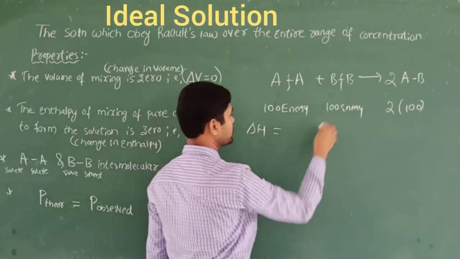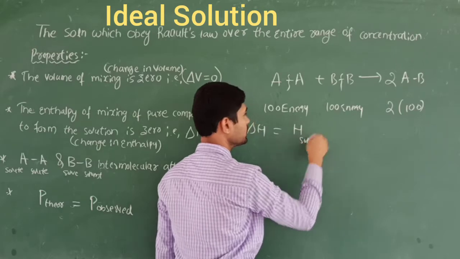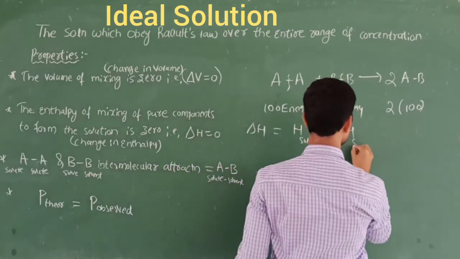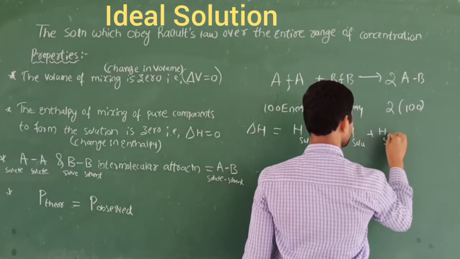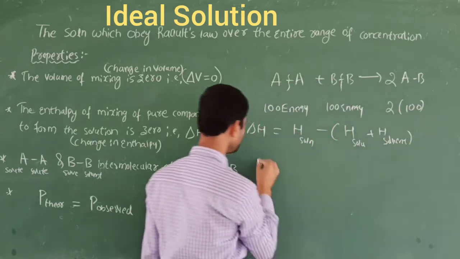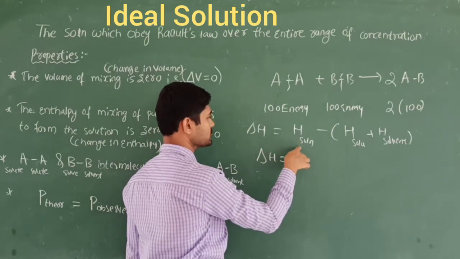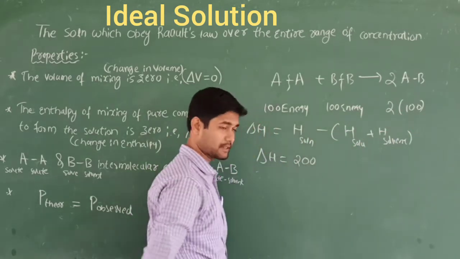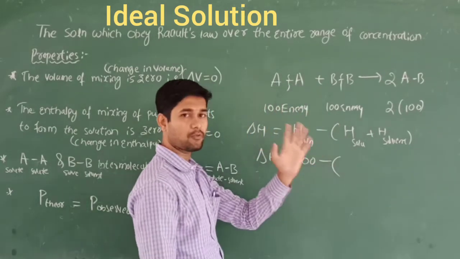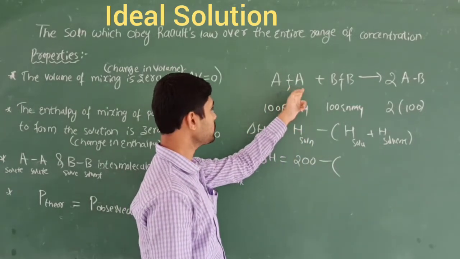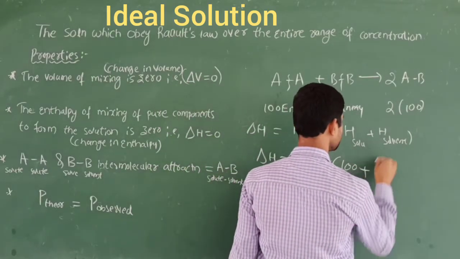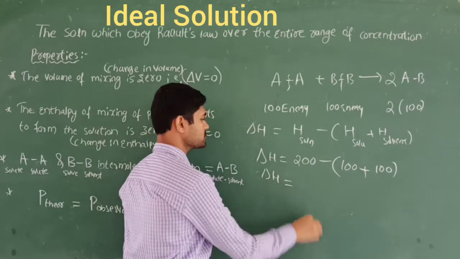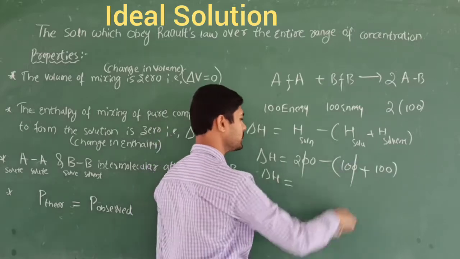When I calculate the change in enthalpy, delta H is equal to the enthalpy of the solution minus, subtracting the reactants, the enthalpy of the solute plus the enthalpy of the solvent. What is the enthalpy of the solution? How much energy is required? That is 2 into 100, that is 200 energy, minus the energy required to break the A-A interaction, 100, plus the B-B interaction, also 100. When you calculate this, delta H is equal to 0, because 200 minus 200 cancels to 0.